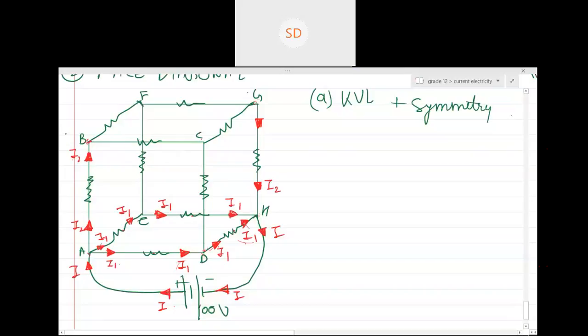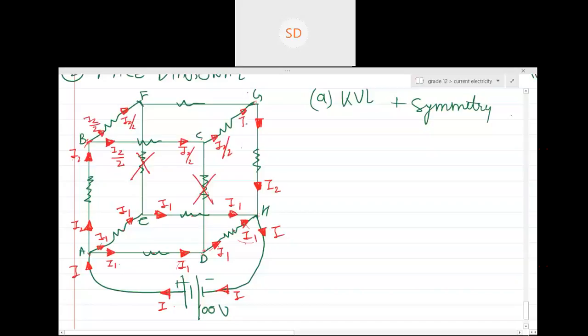Can you see the exact same two paths from B to G, from BC to G, and EF to FG, right? So please remember, here it will be I2 by 2, and here also it will be I2 by 2. It will reach over here. None of the current will go in this branch. And the same I2 by 2 will go over here, and I2 by 2 will go over here. So is KVL correct? Any doubt in this?